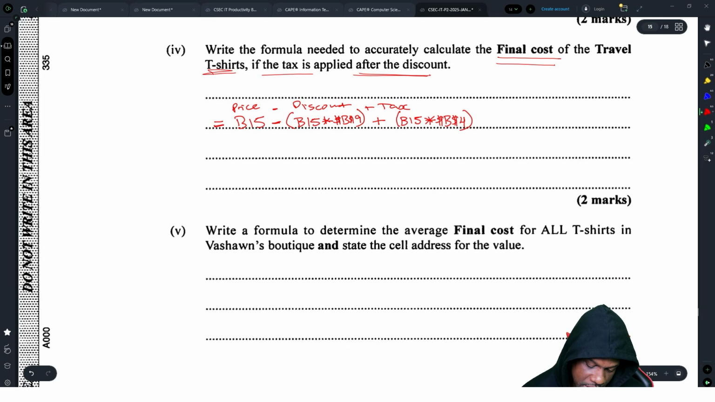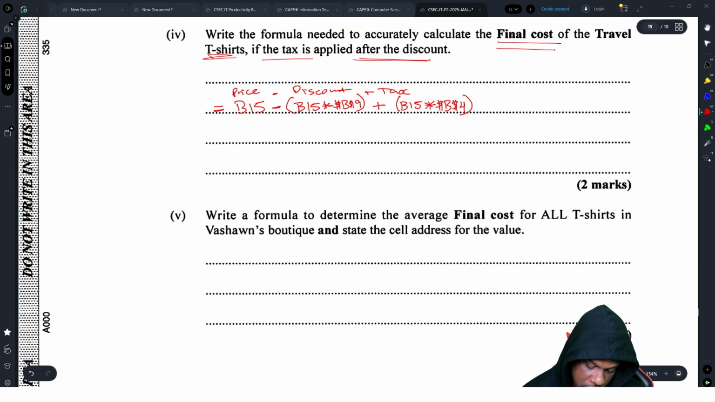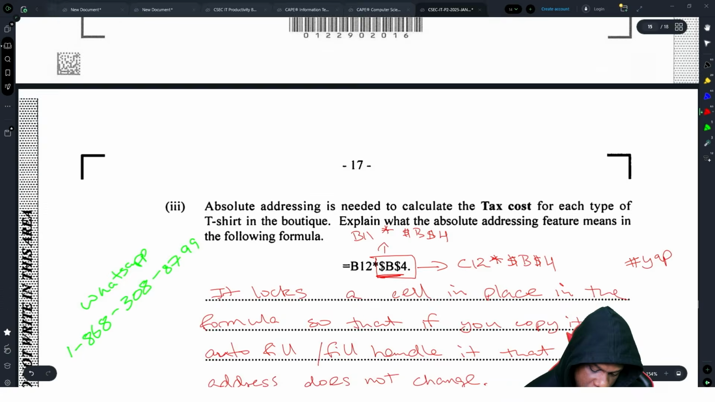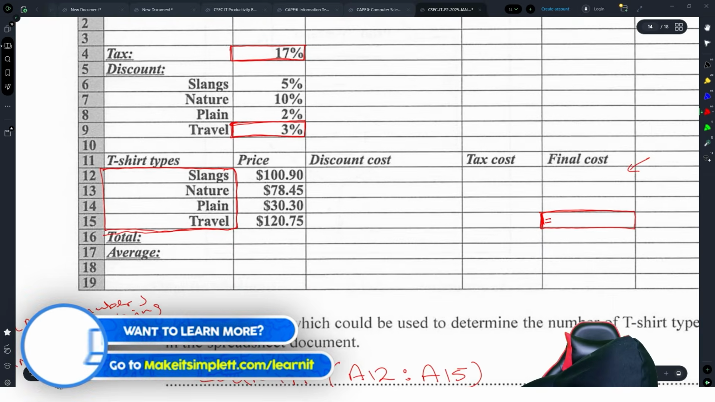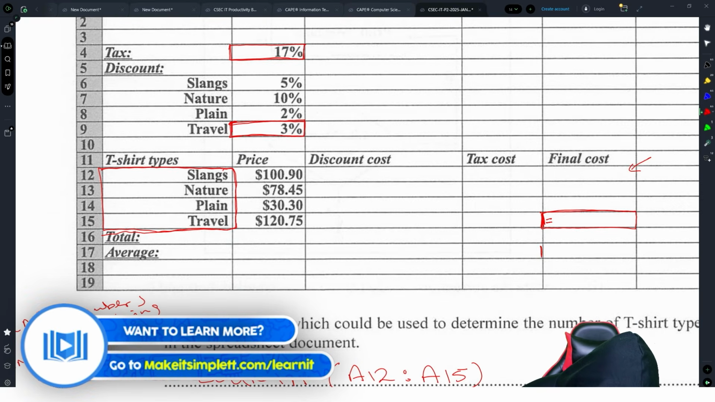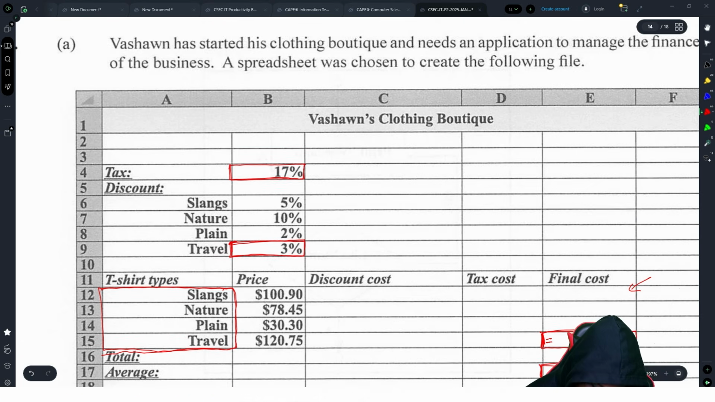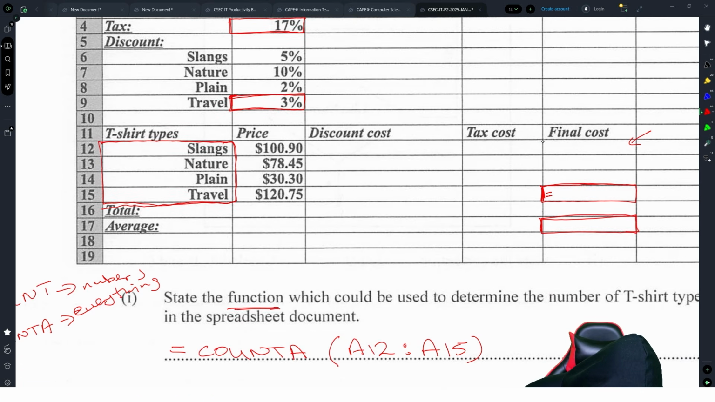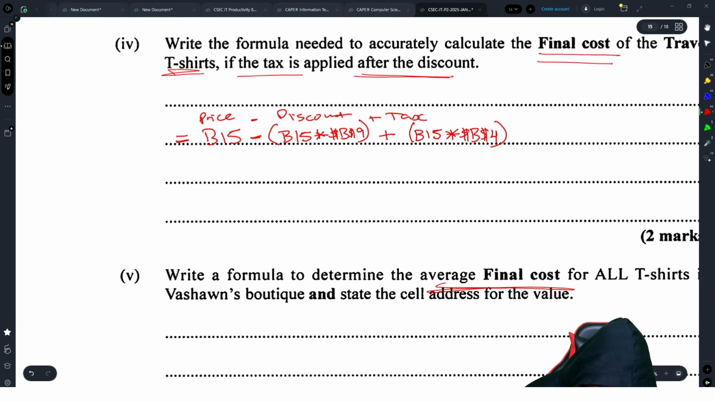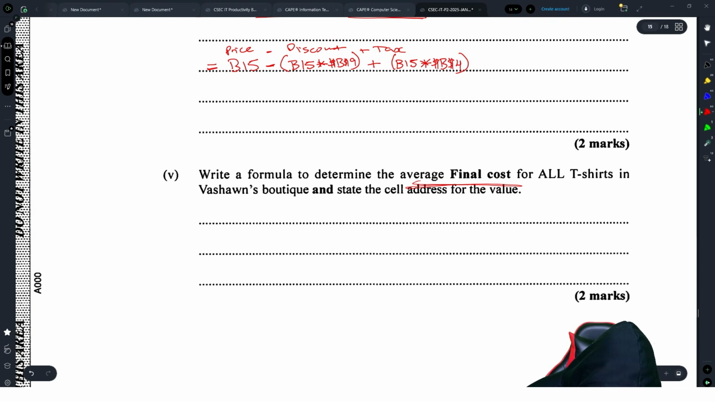Right, write the formula to determine the average final cost for all t-shirts in Vashon's boutique and state the cell address for the value. Okay, average final cost. If we want to find the average final cost goes inside this cell here. So first thing we know for sure is this is going in E17. And the average final cost will be all of these costs here. So that'll be the average of E12 to E15. Okay, so that's equal average E12 to E15.